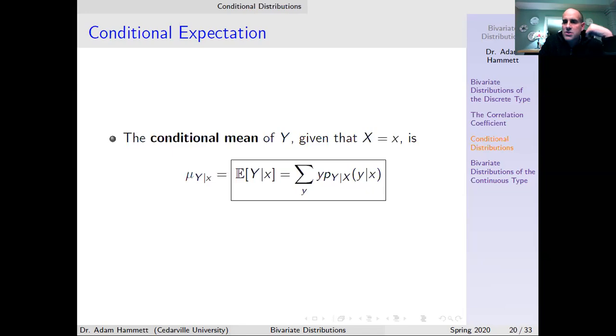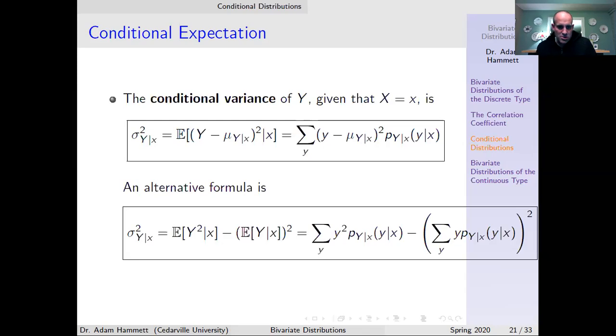And then we use the conditional probability distribution for Y. And we take all those probabilities and weight them against their Y values, and that's our expected value. That's the formula for our expected value, okay? So that's a helpful little tidbit, okay?